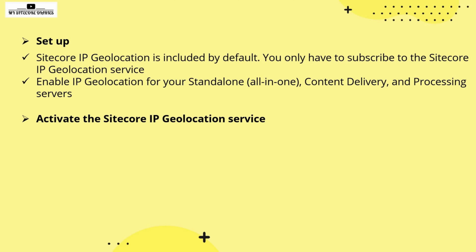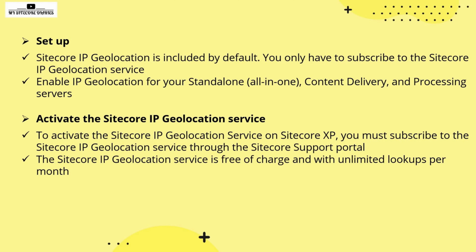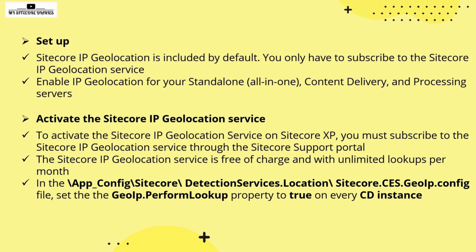Now how do we activate the Sitecore IP geolocation service? To activate it on Sitecore XP, you must subscribe to the Sitecore IP geolocation service through the Sitecore support portal. So you need to log in to the Sitecore support portal to activate it. The service is free of charge with unlimited lookups per month. So it's completely free and you can have unlimited lookups per month.